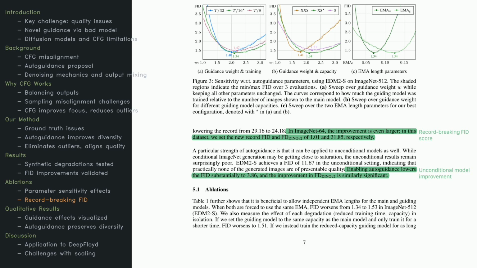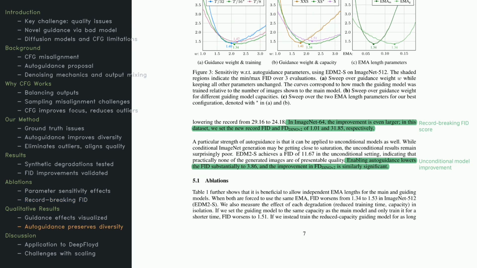There's a new record on ImageNet64, an FID of 1.01. Even the unconditional models benefit. For instance, an unconditional model's FID went from 11.67 down to 3.86, a dramatic boost. This suggests autoguidance could be helpful in scenarios beyond standard conditional tasks.